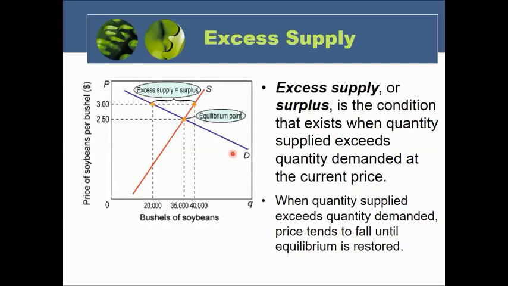Okay? And then the excess of the supply or surplus is a condition that exists when the quantity supplied exceeds quantity demanded at the current price. So there's an excess of supply or surplus of supply. So here, what they will do is that when the quantity supplied exceeds quantity demanded, the price tends to fall until the equilibrium is restored. So they will decrease the prices. They will tend to decrease the prices until it goes back to the equilibrium.